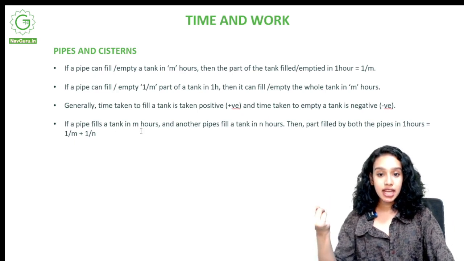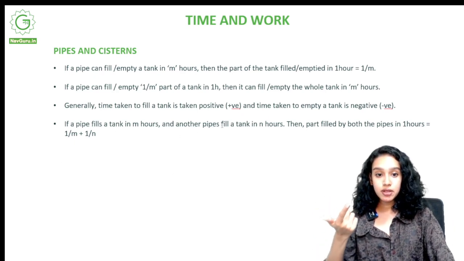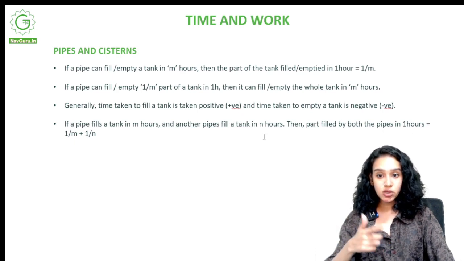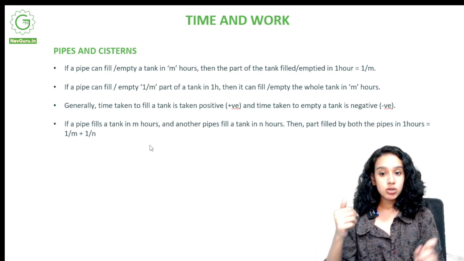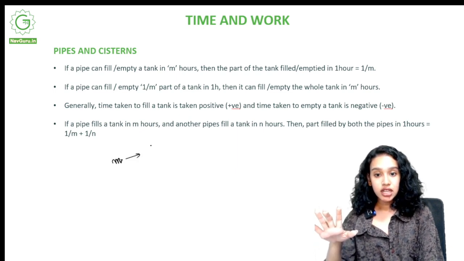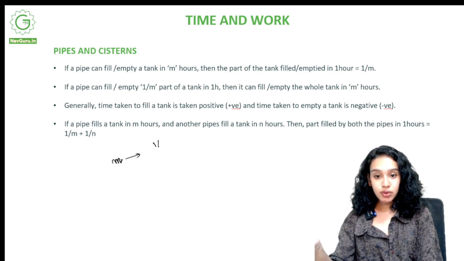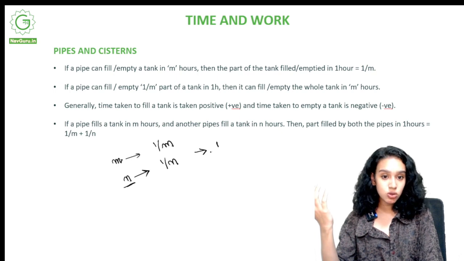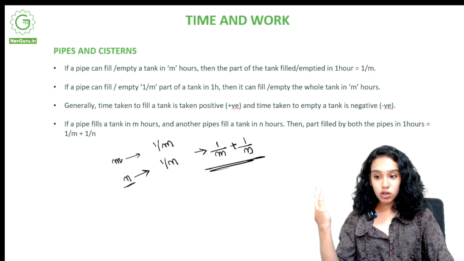If a pipe fills a tank in m hours and another pipe fills the tank in n hours, then the part filled by both the pipes in 1 hour is equal to 1 by m plus 1 by n. So this makes sense, right? How come? Basically, when we said that m hours are taken to fill a tank, we say that 1 by m part is filled. Now, another pipe is taking n hours to fill the tank, so 1 by n part is filled. So the total part filled is 1 by m plus 1 by n, right? So this is the basic logic here.